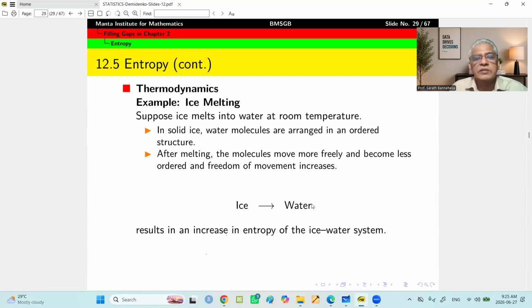But after melting, the molecules move more freely and become less ordered, and freedom of movement increases. So when ice melts into water, that results in an increase in entropy of the ice-water system. So when it becomes more free or more random, the entropy increases.